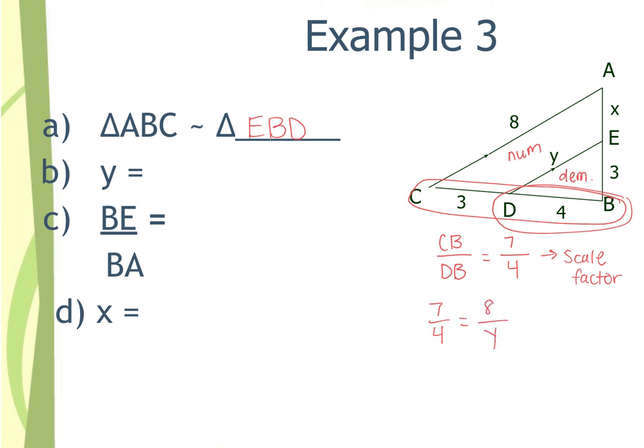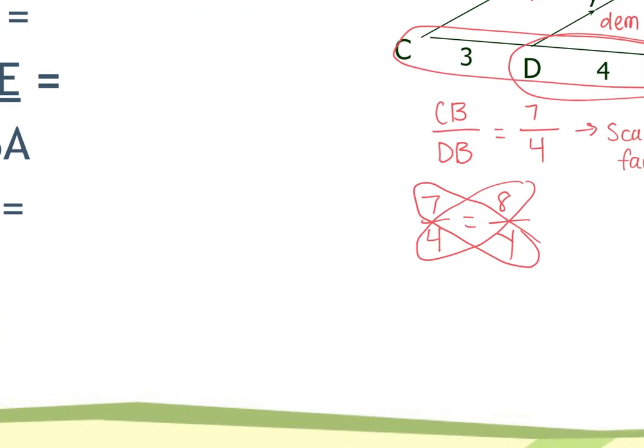Notice, numerator, denominator, okay? Anything from the small triangle will be in the denominator. Anything from the large triangle will be in the numerator, okay? Now we cross multiply. We're going to get 7y equals 32. We just divide by 7 to both sides, and we're going to get y equals 32 over 7, or 4 4/7.